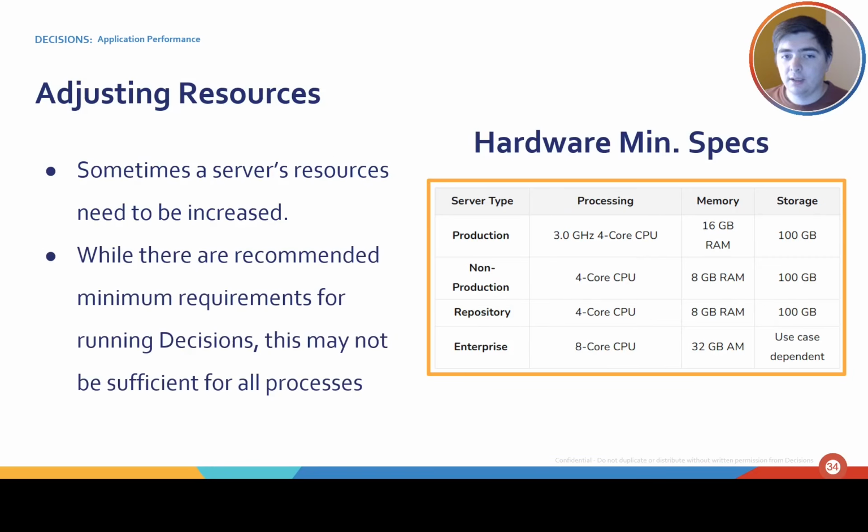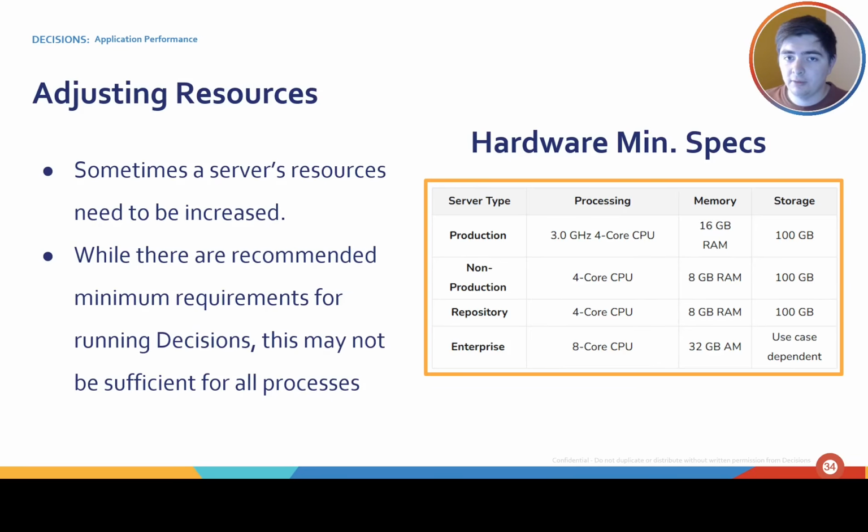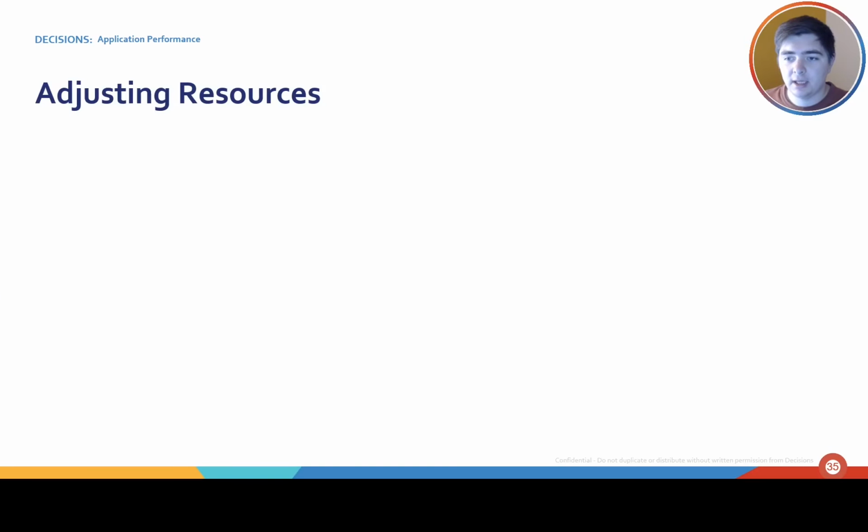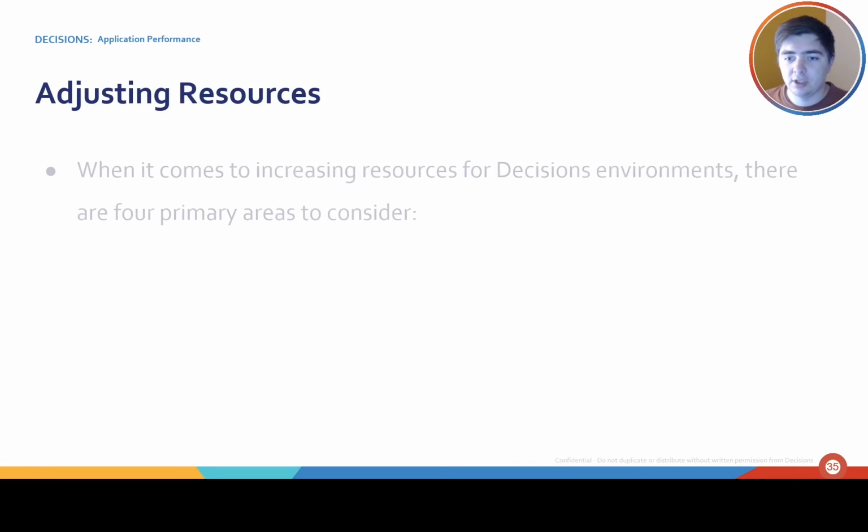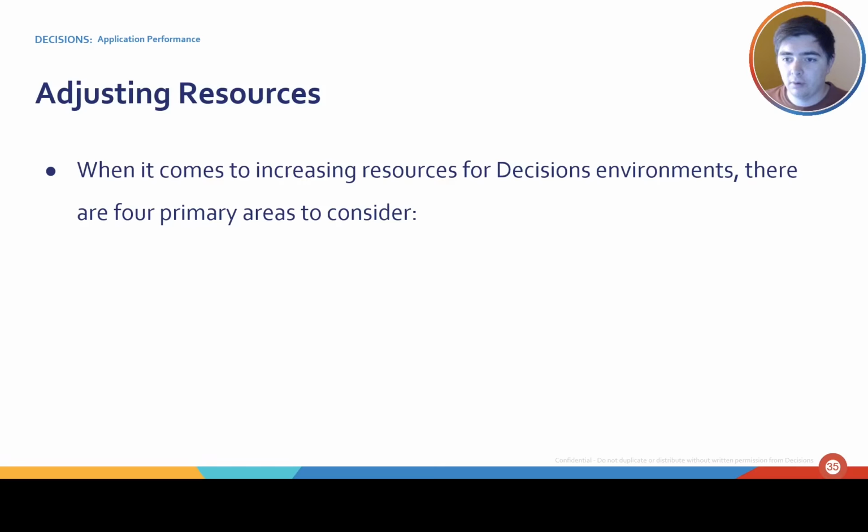While there are recommended minimum requirements for running decisions, this may not be sufficient for all of the processes that you are trying to execute. So, let's talk about the resources that you'll want to pay close attention to when it comes to making adjustments. There are actually four of them that you'll want to monitor pretty closely.